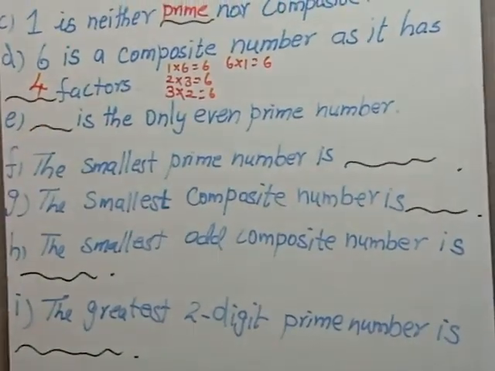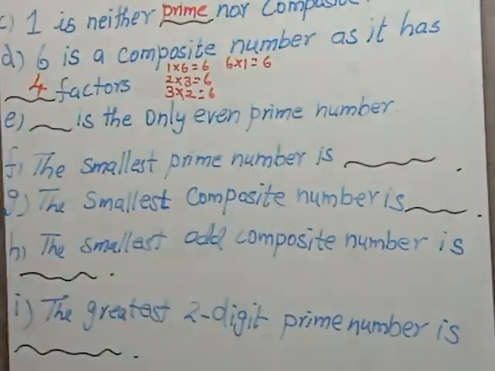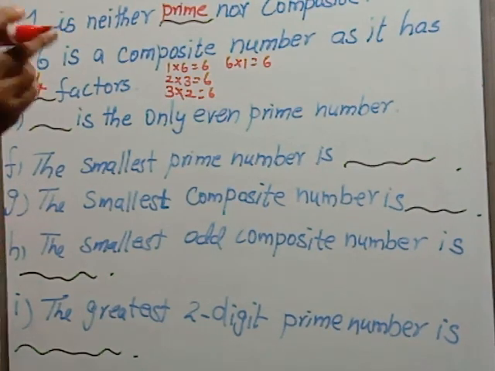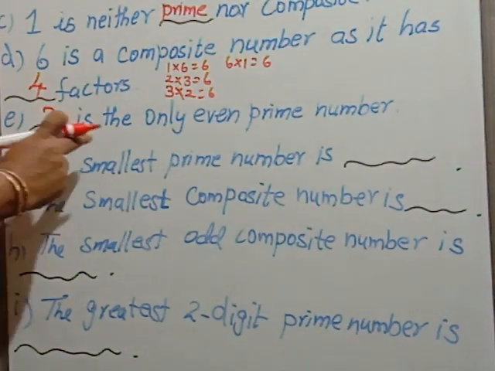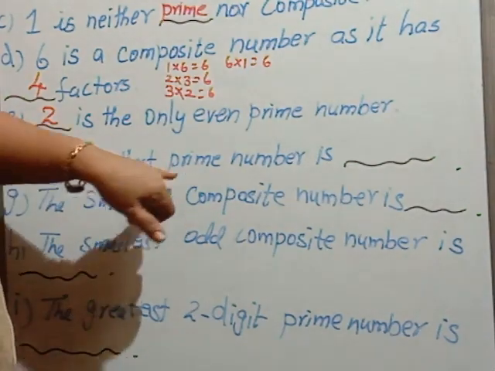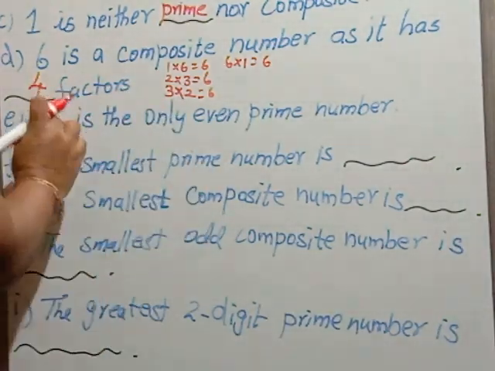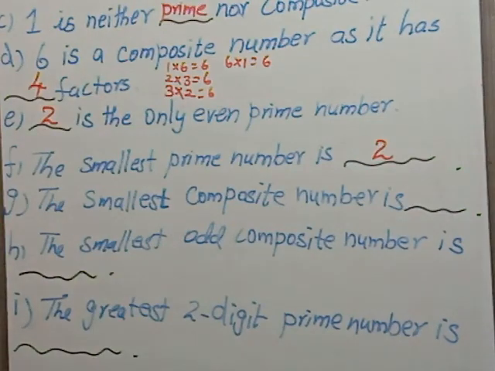Now we'll move to the next one. Dash is the only even prime number. You studied in 5th standard odd prime. In that, you have only one even prime number. What is that? That is 2. 2 is the only even prime number. Now, we'll move to the next sum. The smallest prime number is which? The same 2 only is the smallest prime number.